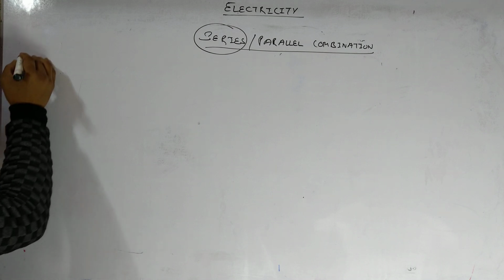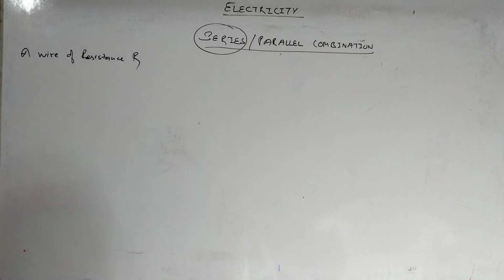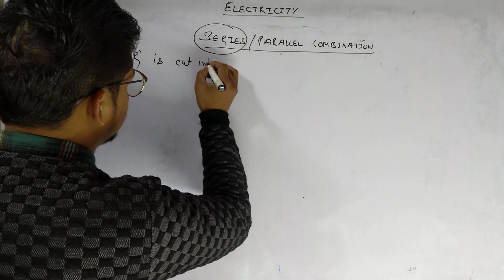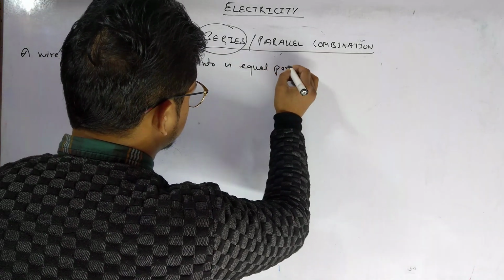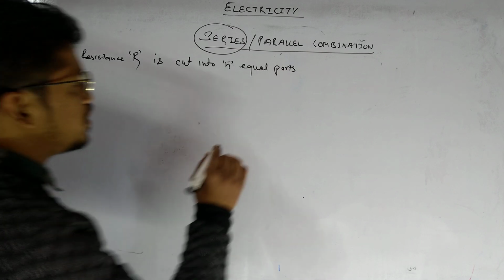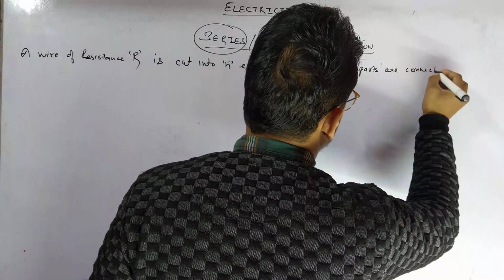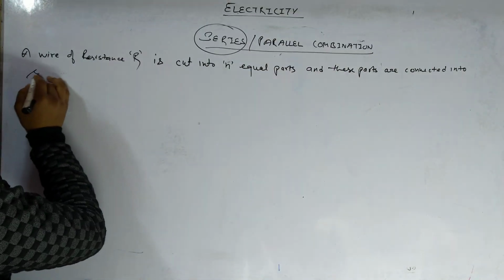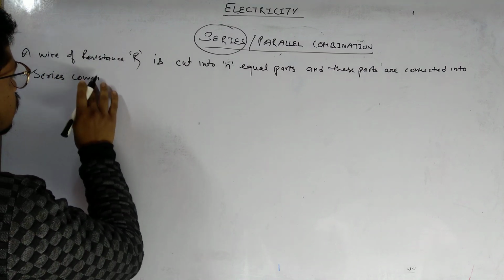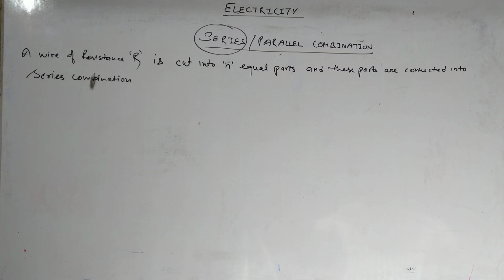A wire of resistance R is cut into n equal parts, and these parts are connected in a series combination. Okay, a wire of resistance R is cut into n equal parts and these parts are connected in the series combination. Find the equivalent resistance of the combination.